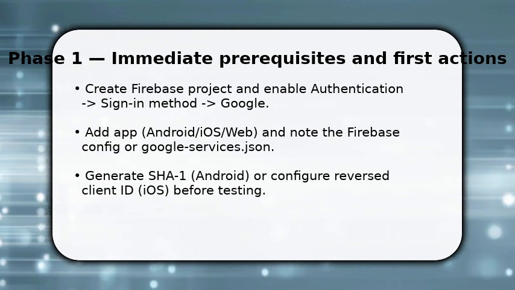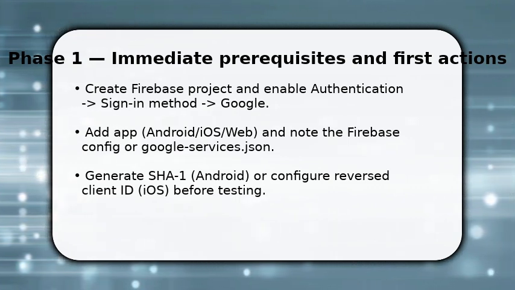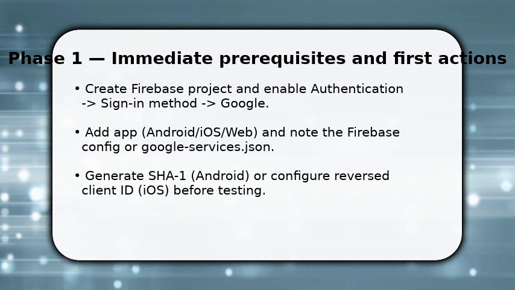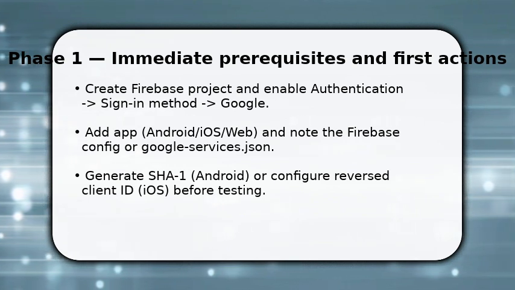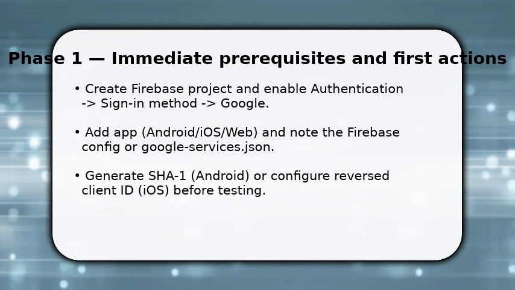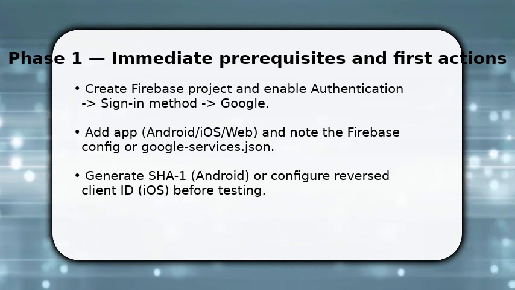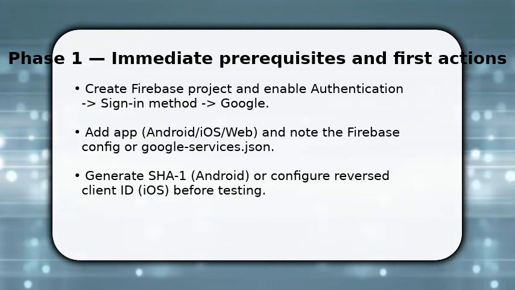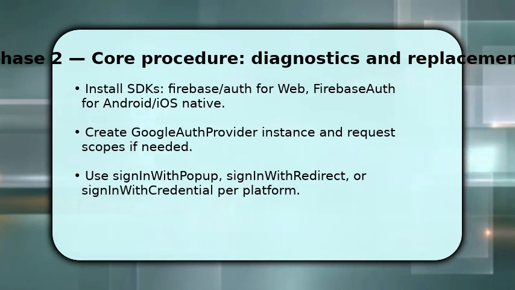Once done, install the Firebase SDK packages in your project and import auth modules. This connects your code to Firebase quickly and securely. You now implement the sign-in flow in code. Create a Google Auth provider and add scopes only when necessary, since fewer scopes means simpler consent.